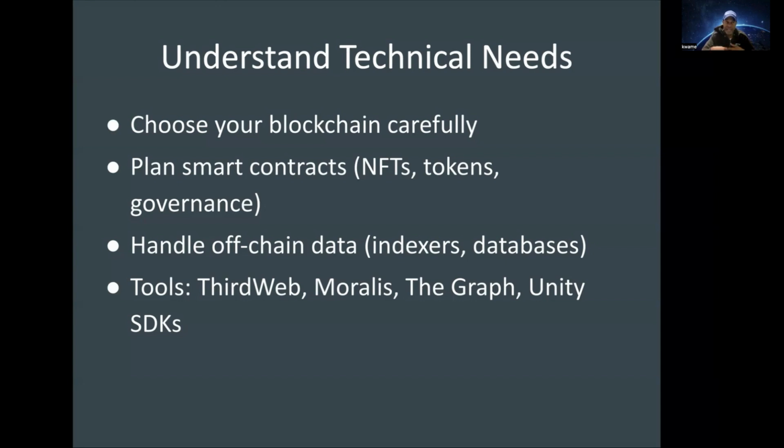Plan out your smart contracts, your NFTs, your monetary tokens, governance, all these different things, and allow there to be some cohesion for why these tokens exist, and that they have utility to the overall process of your game. How are you handling some on-chain, off-chain data, with indexers, databases? We have tools here, like Third Web, Moralis, The Graph. There's a plethora of Unity SDKs from different teams, or you can just use something like Ethereum and do it low level yourself.